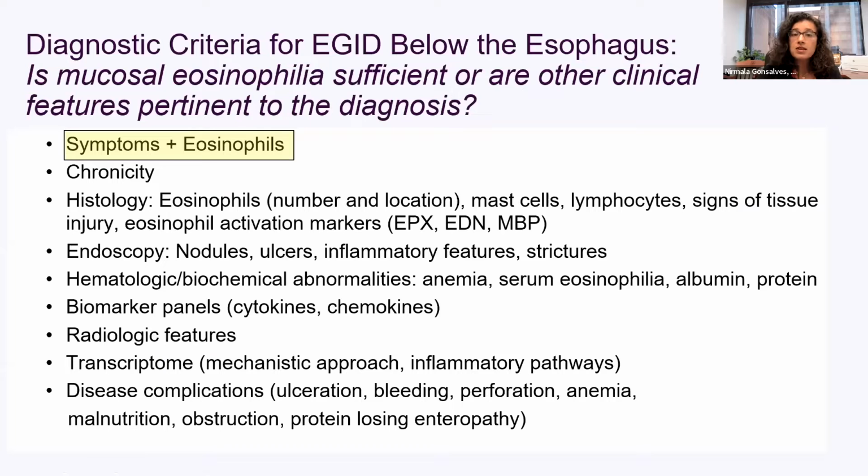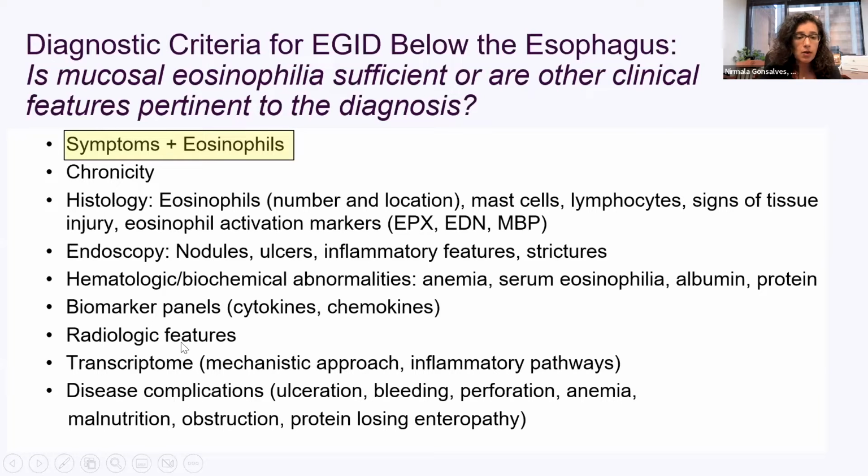Is mucosal eosinophilia sufficient for that diagnosis, or are there other clinical features that are necessary? So we know with eosinophilic esophagitis, these are chronic immune disorders, and it's a clinical pathologic diagnosis. So similarly, for EGIDs south of the esophagus, we need to have symptoms as well as eosinophils. And the next thing that's been raised is chronicity. We think about these as being chronic disorders, so an element of chronicity is probably needed to make sure that this is not some isolated involvement of eosinophils.